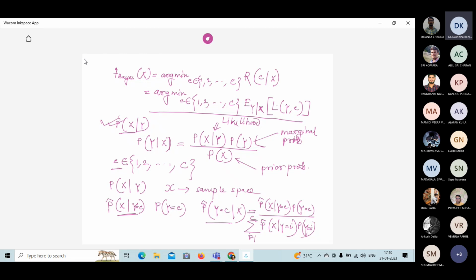This equation will be found to be the same as that of the Bayes classifier, but what we are doing here is trying to use the likelihood methods in order to approximate the likelihood function. If the likelihood function is given to us, then from that distribution we can estimate the likelihood, and that likelihood will be used to get the estimation for the posterior probability. Here we are approximating the likelihood function for each class C, where C belongs to capital C number of classes.